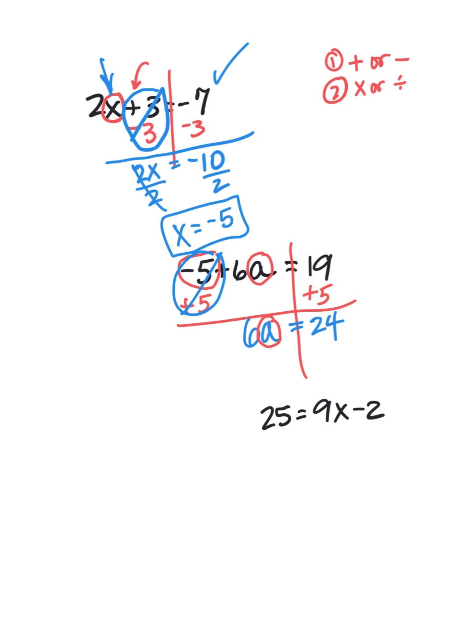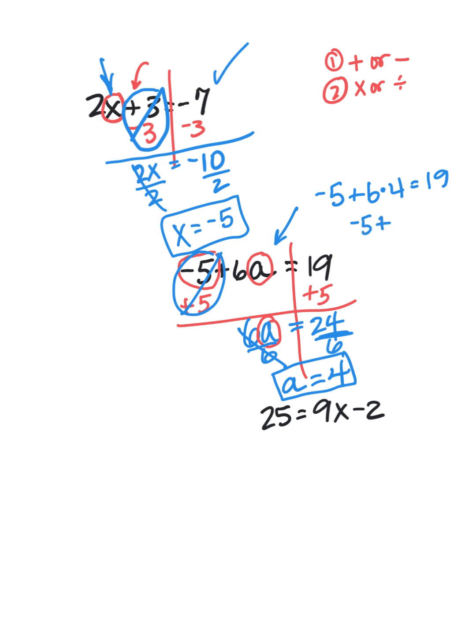Again, here's your variable. We want to get it alone. It's being multiplied by 6. The inverse of multiplying by 6 is dividing by 6. The 6's cancel out, and we're left with a is equal to 4, because 24 divided by 6 is 4. And that is your final answer. Now, if you want to substitute it back in to check, we have -5 plus 6 times 4 is supposed to be 19. We had to multiply first, order of operations. 6 times 4 is 24. And look at that. -5 and 24 is 19.